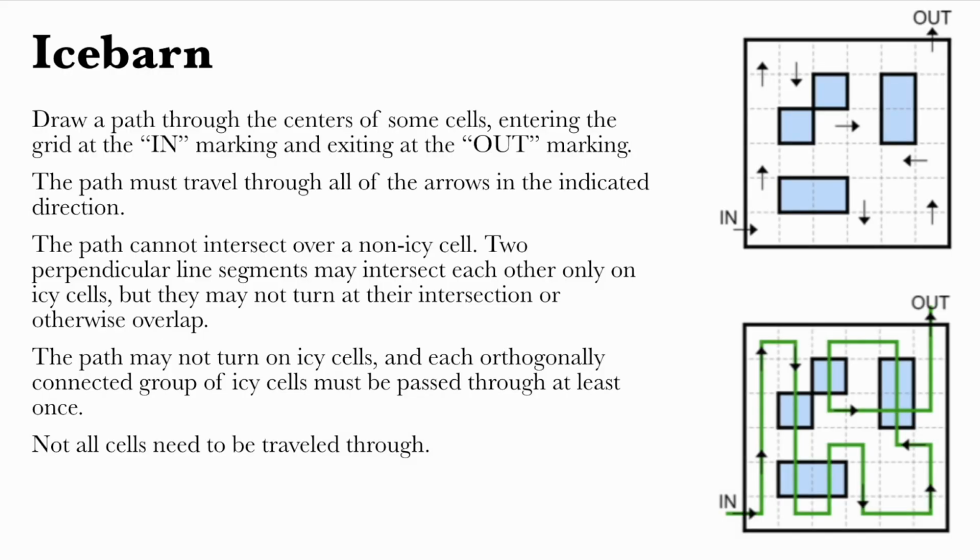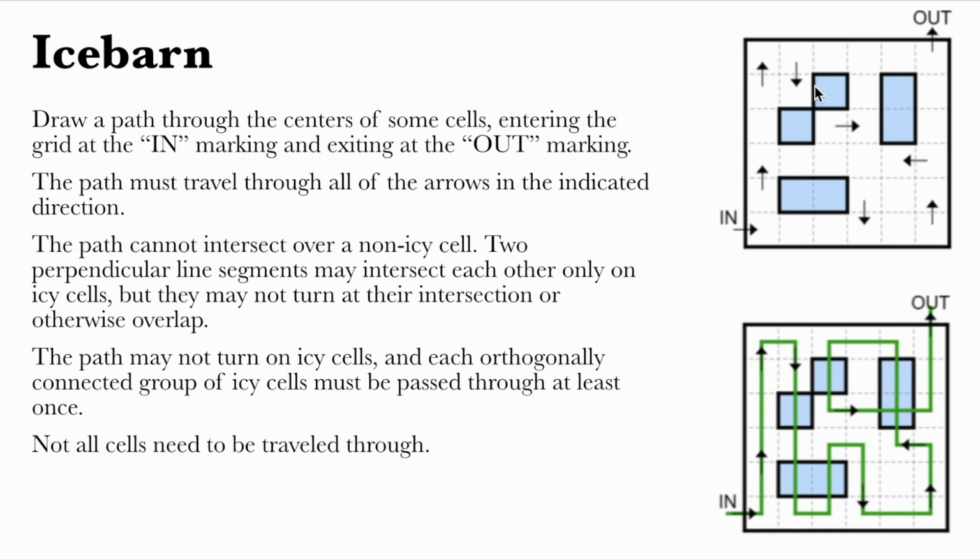Icebarn is a line drawing puzzle. We will draw a path through the centers of some cells, entering the grid at the in marking and exiting at the out marking. So this is a puzzle where we're going to be drawing a line, and as you can see here, it is a green line in the example, and it goes from in to out, and not every cell in the grid is taken up by the path, as is the case in some other puzzle types. The path must travel through all of the arrows in the indicated direction.